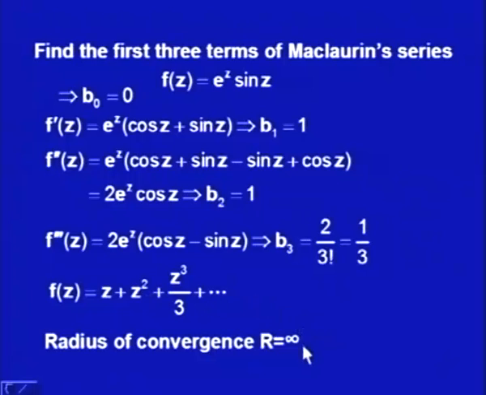this series has radius of convergence R is equal to infinity, because there is no singular point for this function. This function is analytic everywhere, because the e to the z function is analytic everywhere, and the sin z function is analytic everywhere. So, the product will be analytic everywhere. So, the radius of convergence will be infinity, or we call such a function an entire function.